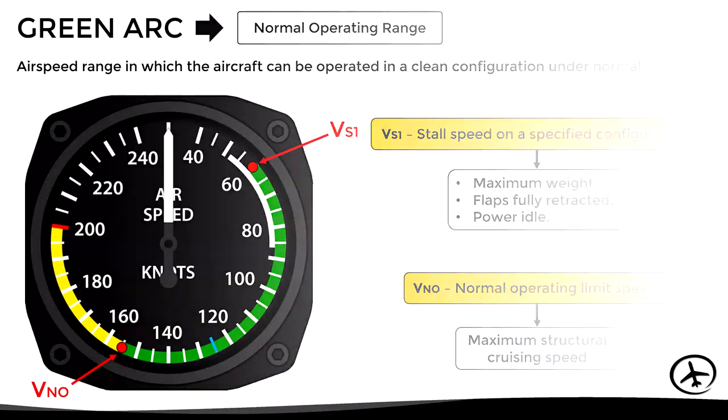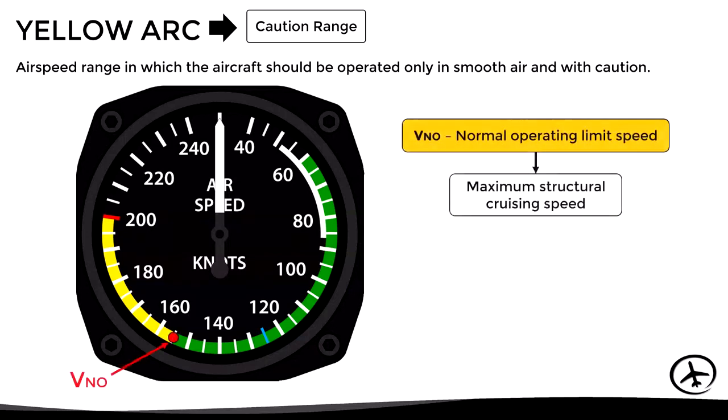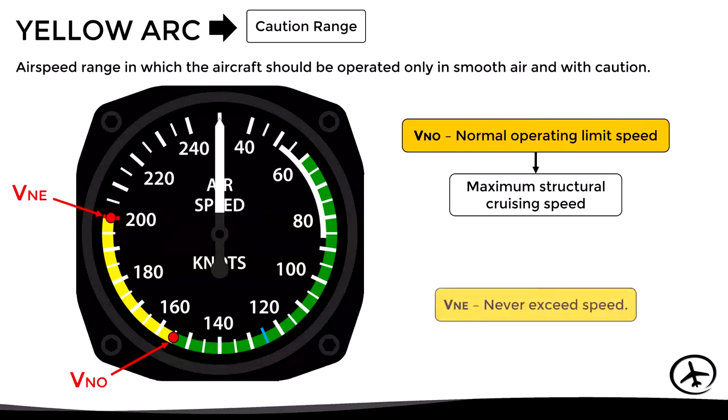With this being said, let's continue now with the yellow arc, which represents the caution range. This is the speed range in which the aircraft should be operated only in smooth air and with caution, especially during maneuvers or when moving the flight controls. The reason for this is that the yellow arc starts right at VNO. And as we previously mentioned, beyond this speed, the structural tolerances are more restrictive. The speed at which the yellow arc ends is the VNE. This is the never exceed speed. If the aircraft flies above VNE, it can experience permanent structural damage, hence its name.